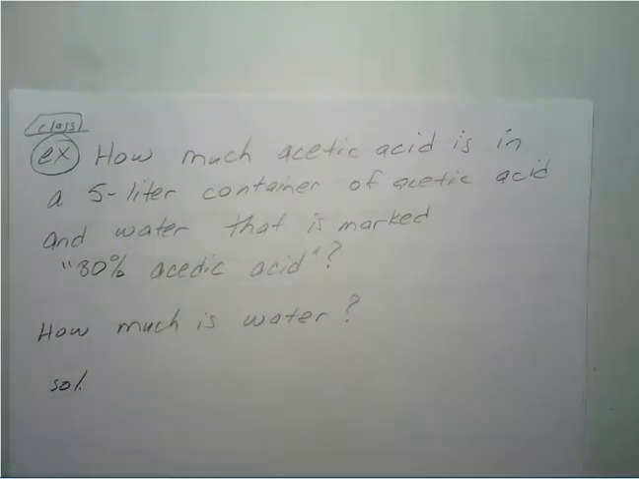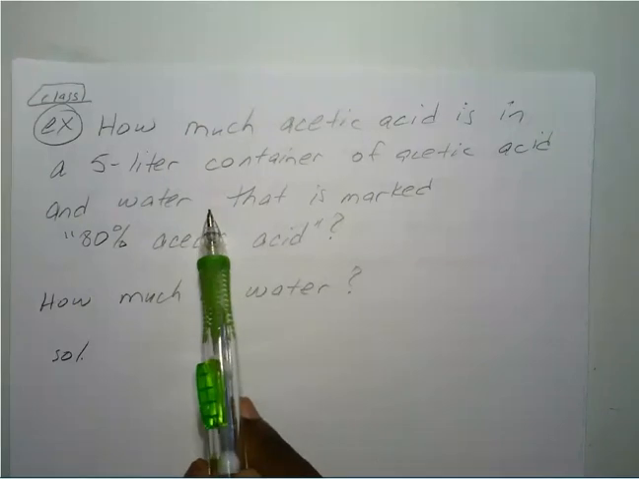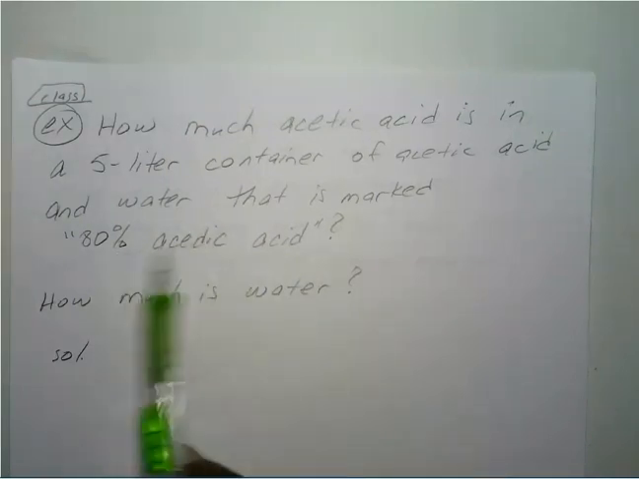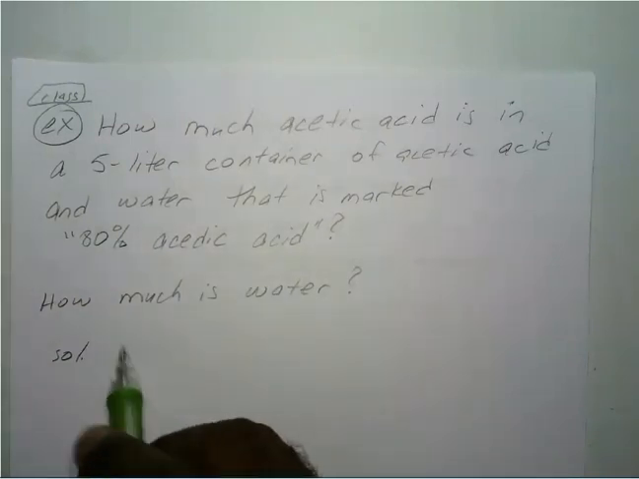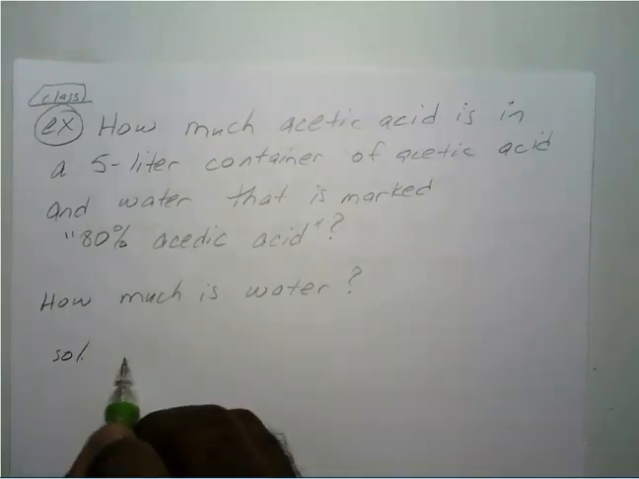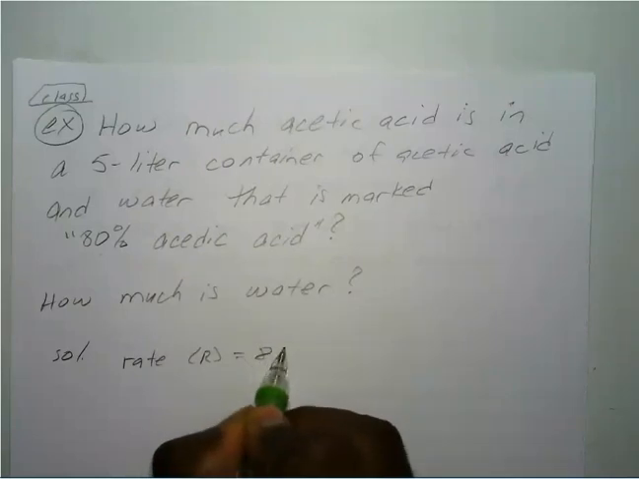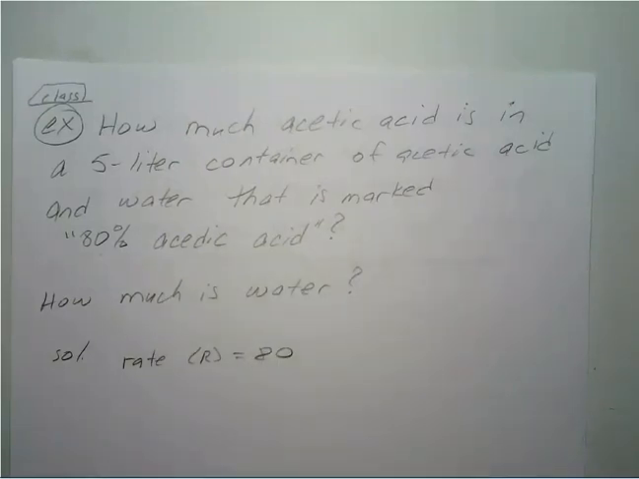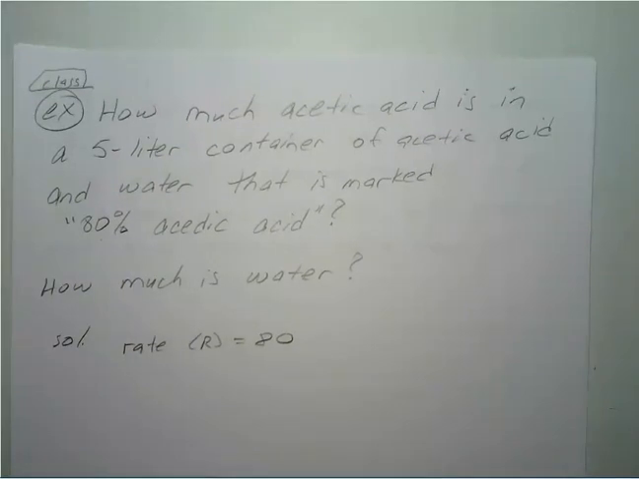Okay, so to solve this one, first we're going to find out how much is actually acid in a 5-liter container that says it's 80% acid. We know that our percentage rate is 80%. That's a gimme. So your rate R is equal to 80. And we're going to use the proportion method for this one. At least I am. So you can use whichever method you like.